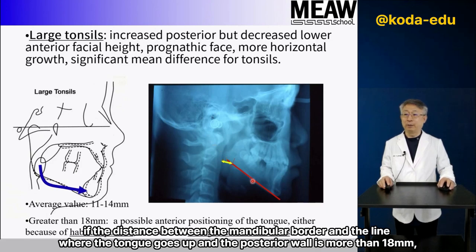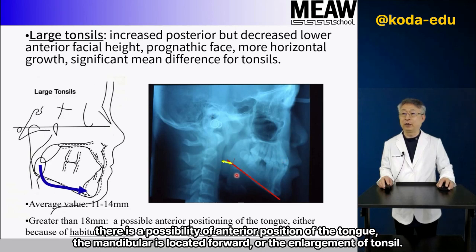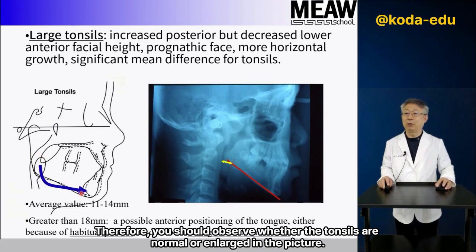If the distance between the mandibular border and the line where the tongue goes up and the posterior wall is more than 18 mm, there is a possibility of anterior position of the tongue. The mandible is located forward, or there is enlargement of tonsil. Therefore, you should observe whether the tonsils are normal or enlarged in the picture.